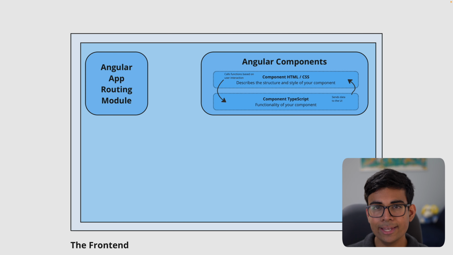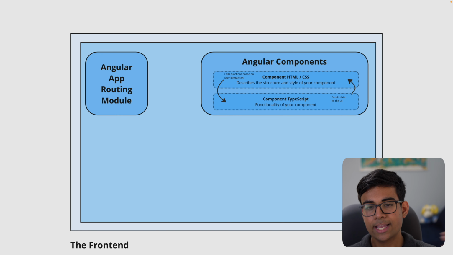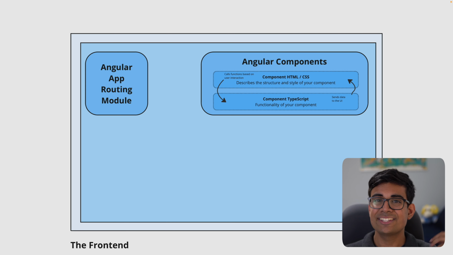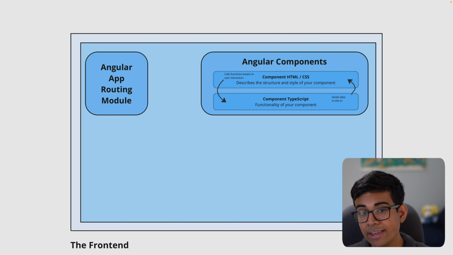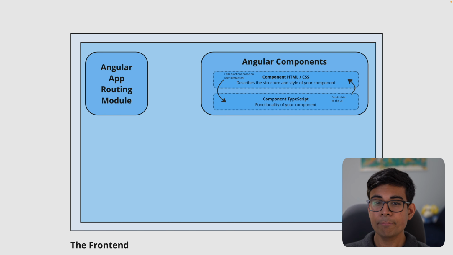Our Angular component is then made up of two things: the HTML and CSS as one section, and then we have our component TypeScript. You can see that our component TypeScript, for example, through property bindings and through interpolation syntax, as we talked about, sends data to the UI to display on the HTML. And then the HTML, using event bindings, can call functions that run in the TypeScript. That essentially connects these two pieces together.